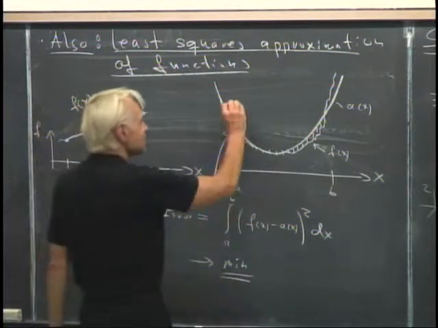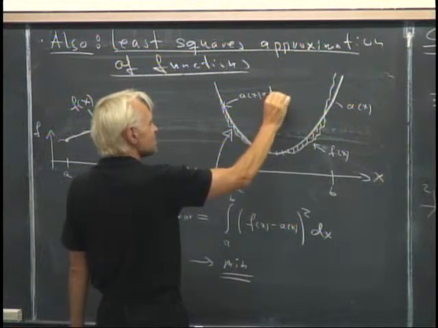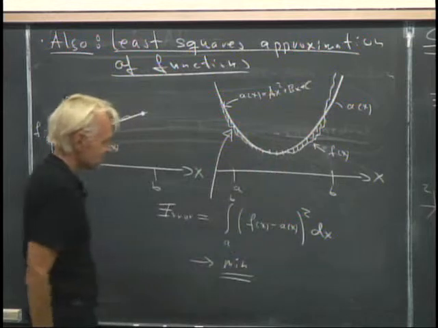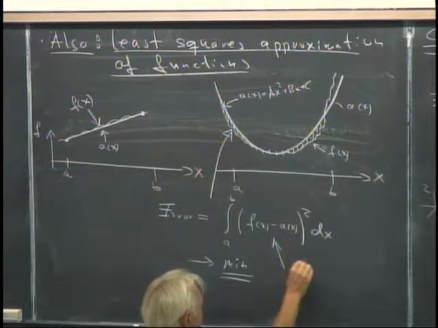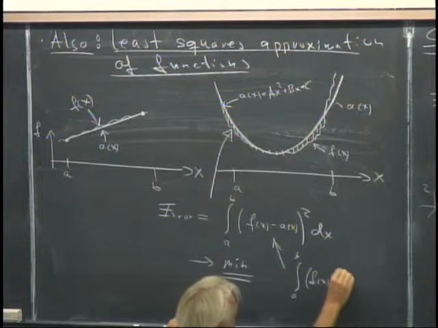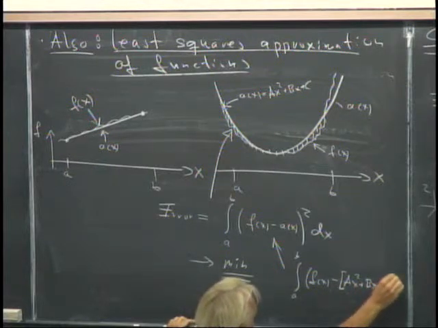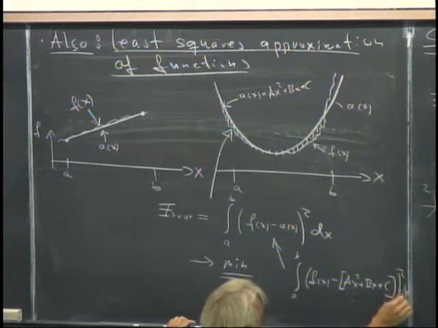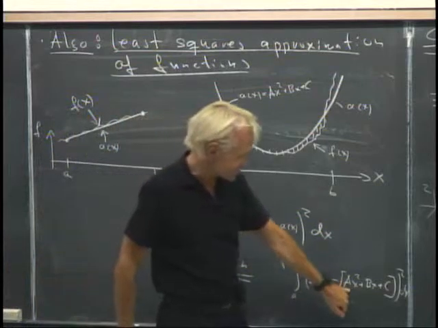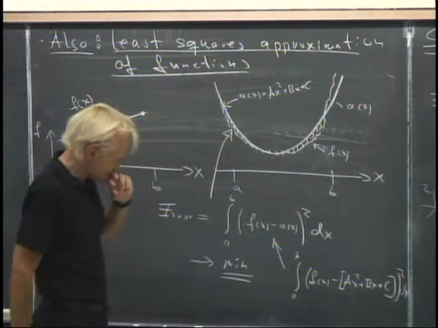Okay, so if this particular function here was of the type a of x equals a x squared plus bx plus c, then, well, what would this integrand be? This integrand would be that expression f of x minus, well, what is a of x? A of x is a times x squared plus bx plus c, squared, dx. Okay, I have to minimize that. And again, the degrees of freedom for which I have to solve this are these coefficients a, b, and c, right? The best possible parameters controlling the shape of that parabola. That's what I want to solve for.